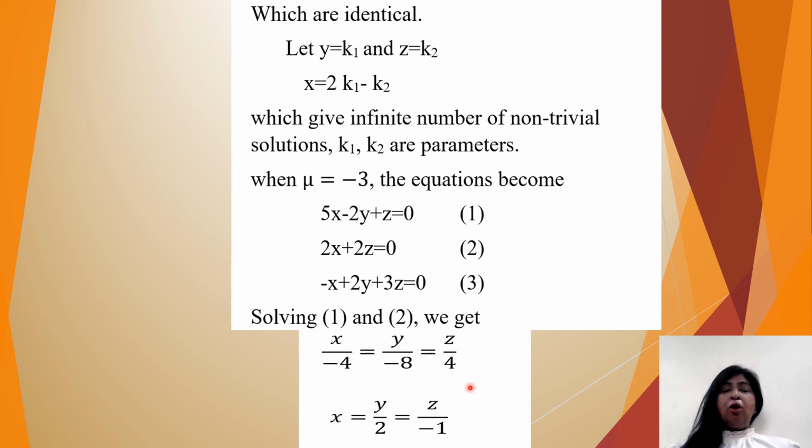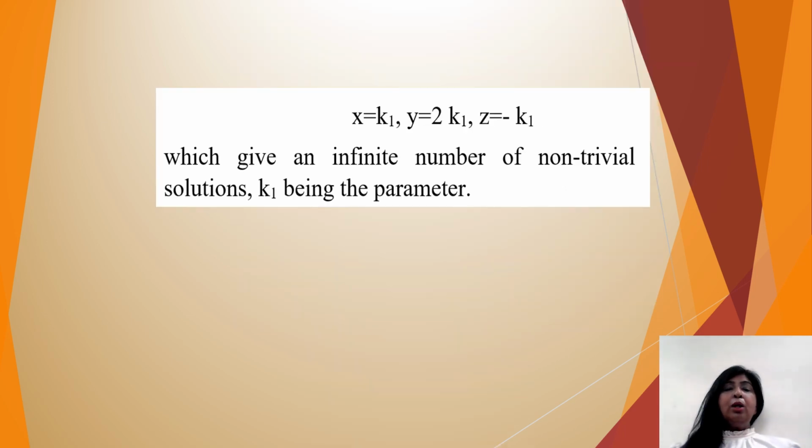As 4 is common, you can cancel 4, or minus 4. So you will get x divided by 1, y divided by 2, z divided by minus 1 is equal to k. So x is equal to k1, y is equal to 2k1, z is equal to minus k1. As k1 is an arbitrary constant and can take any value, we will get an infinite number of non-trivial solutions.